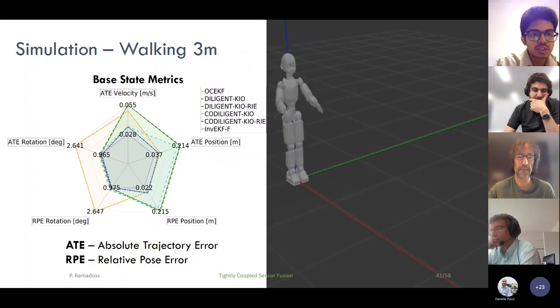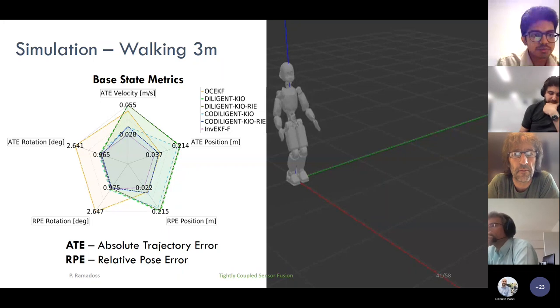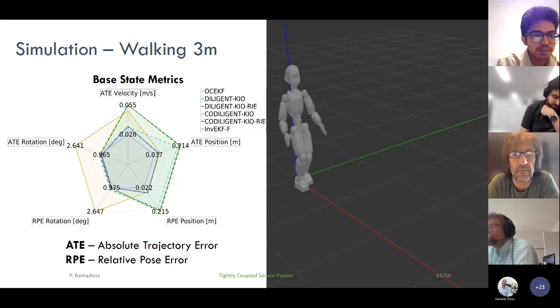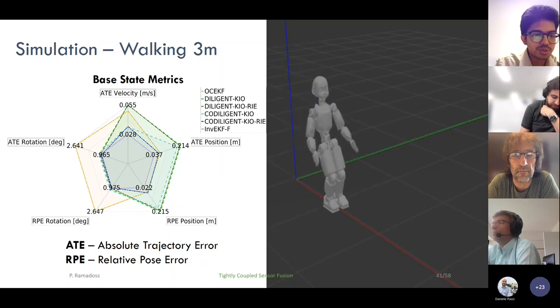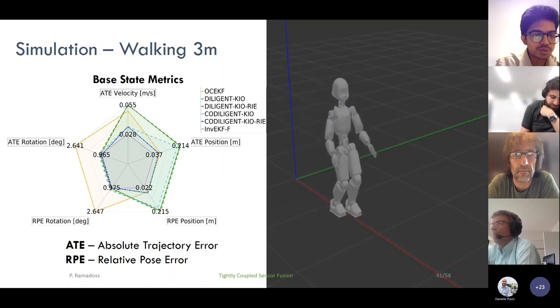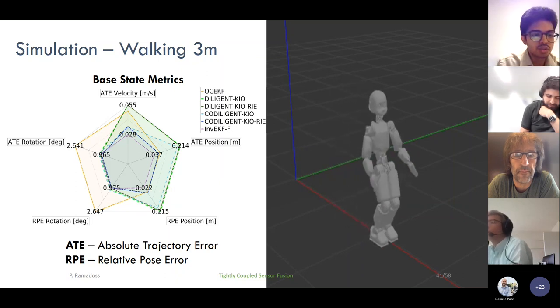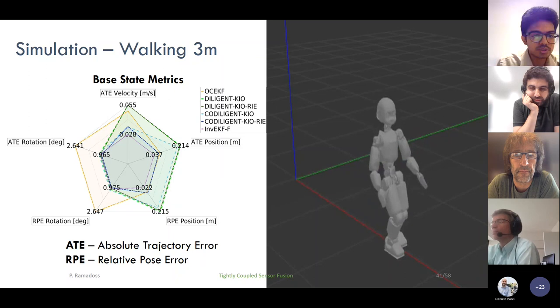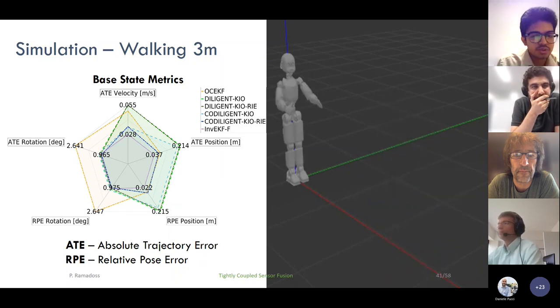So here we look at the spider plots for the previous experiment, comparing the error metrics. Sorry, I forgot to mention earlier, what we do here is we use the error metrics of absolute trajectory error, which is used for comparing the overall performance of the estimator, and relative position error, which is used to compare the drifts in the estimator.